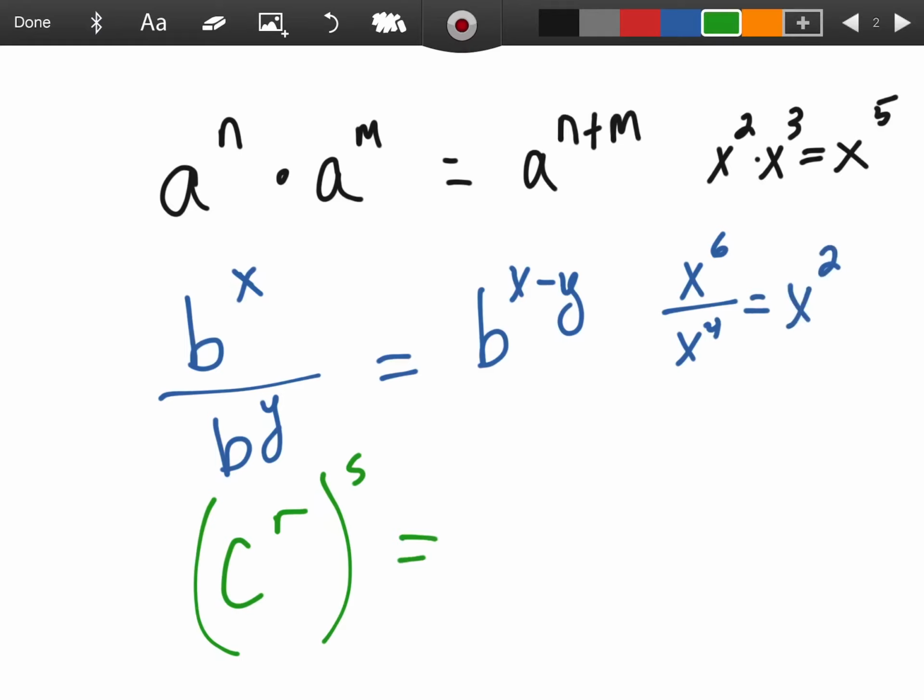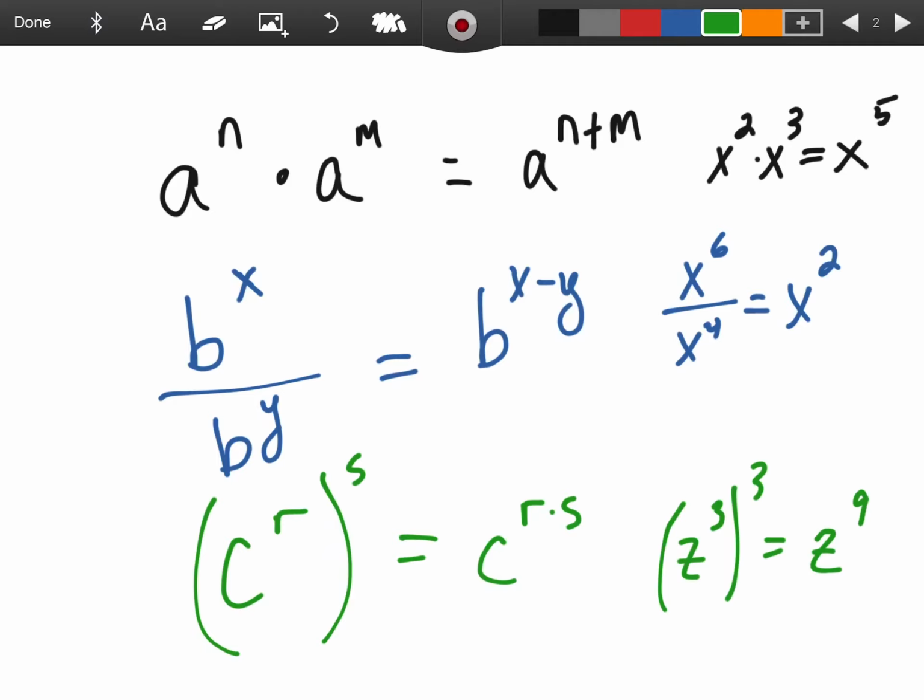And finally, we'll finish it up. Here we have an exponent to an exponent, c to the r to the s. In this case, we are going to multiply those exponents. So that is the same thing as c to the r times s. So say, for example, we had z cubed to the 3rd, that's z to the 3 times 3, which is 9.